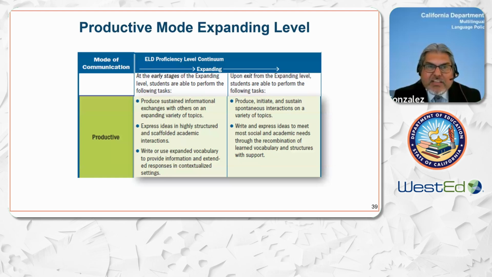Upon exit from the expanding level, EL students are able to produce, initiate, and sustain spontaneous interactions on a variety of topics. They are also able to write and express ideas to meet social and academic needs through the recombination of learned vocabulary and structures with support.